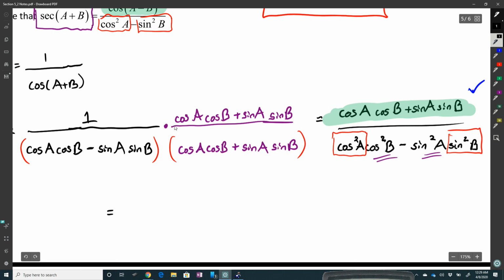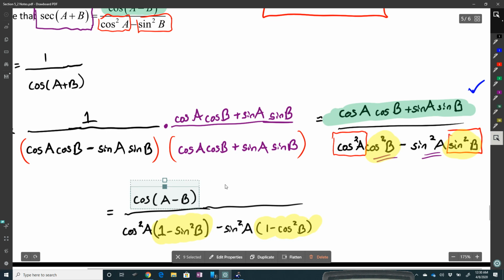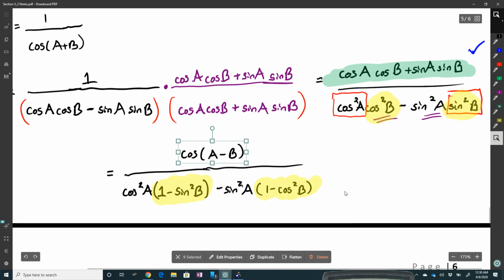The top changes to cosine A minus B, which is what we wanted. Here, though, I have cosine squared A. I can change cosine squared B, the one that I don't want, into 1 minus sine squared. And then minus sine squared A. Again, sine squared B I can change into 1 minus cosine squared. And on the top, I'm going to try to center it. But when you distribute and work everything out, everything cancels out and life is good.